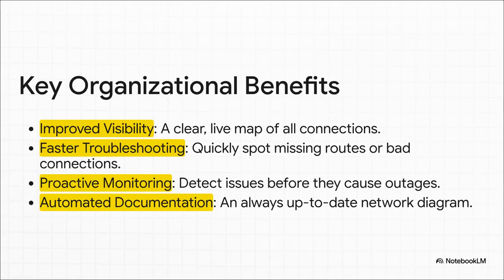So let's tick off the big benefits for an organization. First, improved network visibility. Engineers can finally see the whole city instead of just guessing what's around the next corner. That directly leads to faster troubleshooting. When something breaks, it's like spotting an accident on a live traffic map. You can find it in seconds instead of hours. It also allows for proactive monitoring. You can see a digital traffic jam starting to form and fix it before it grinds everything to a halt. And get this, automated documentation. That map is always live, always up to date. No more old, useless diagrams.